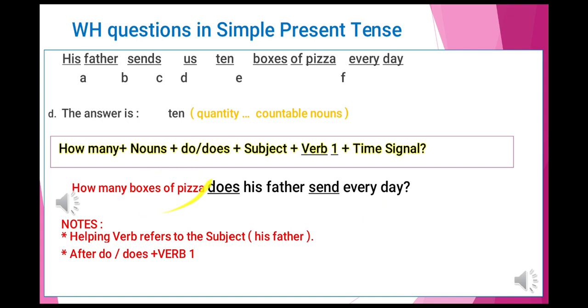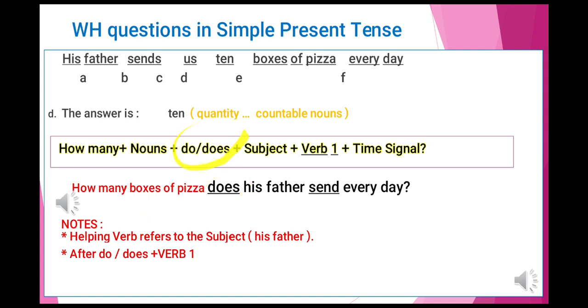Don't forget, after "does", we use "send", verb 1. We need to use the helping verb here. So only if the answer is the subject, we don't have to use "do" or "does". But for the rest, starting from the verb until the rest, we have to use "do" or "does" in simple present tense. Next page.